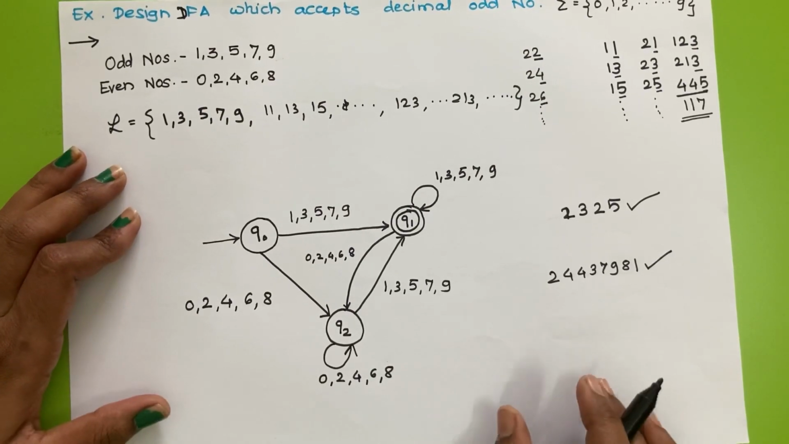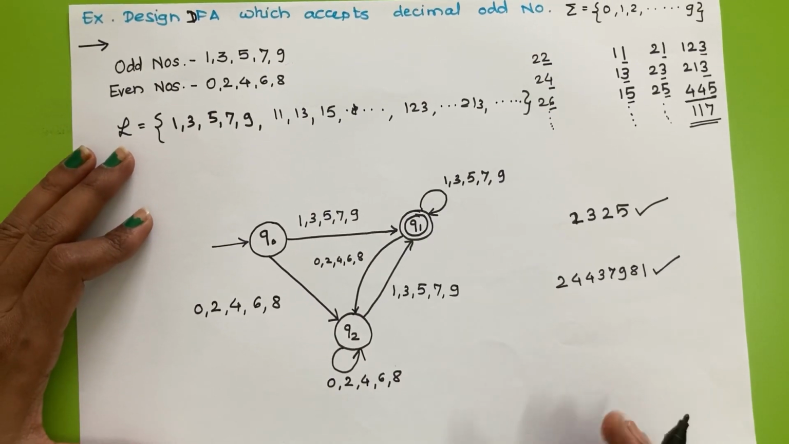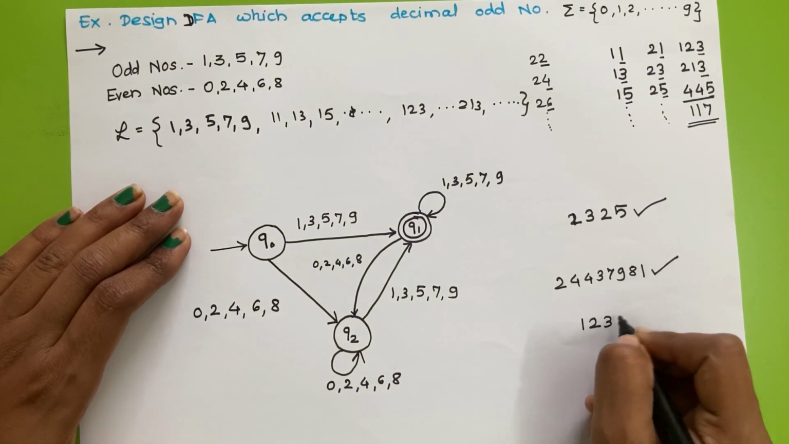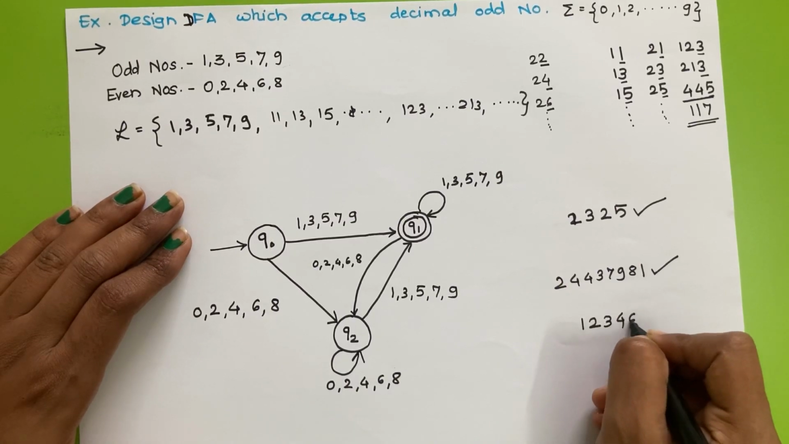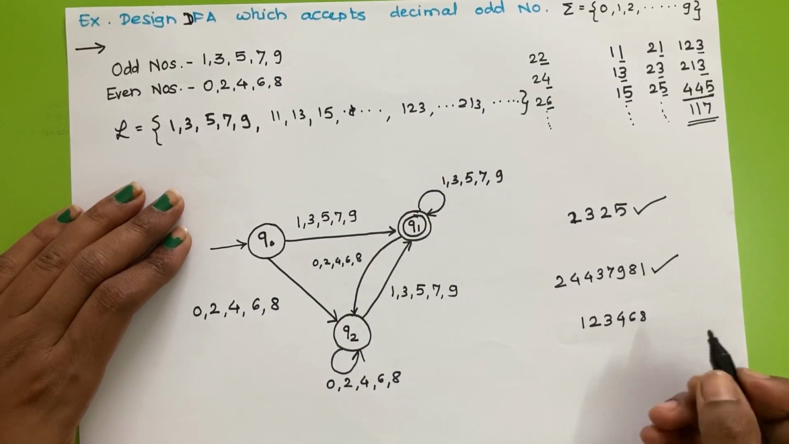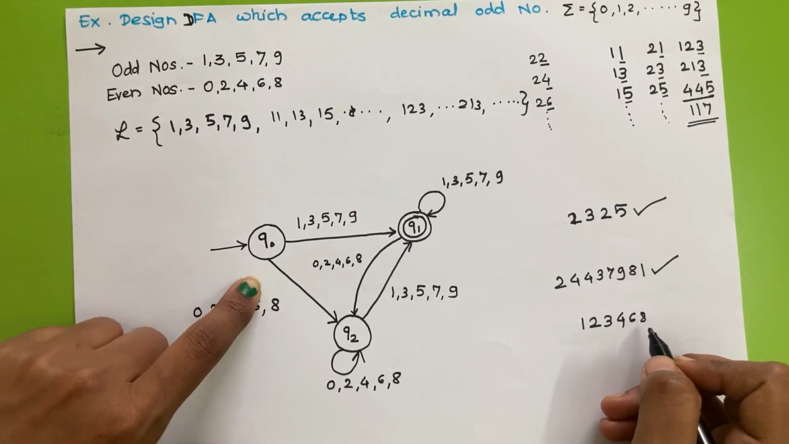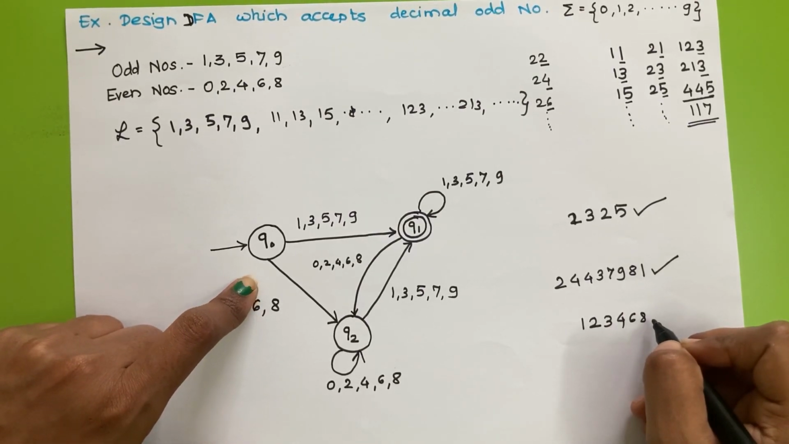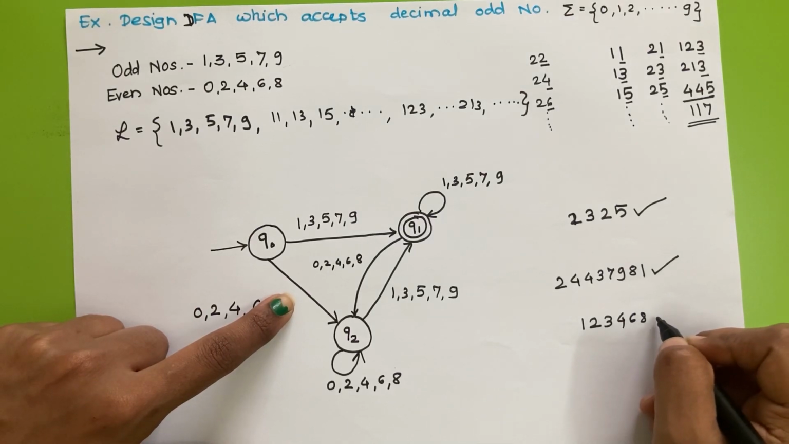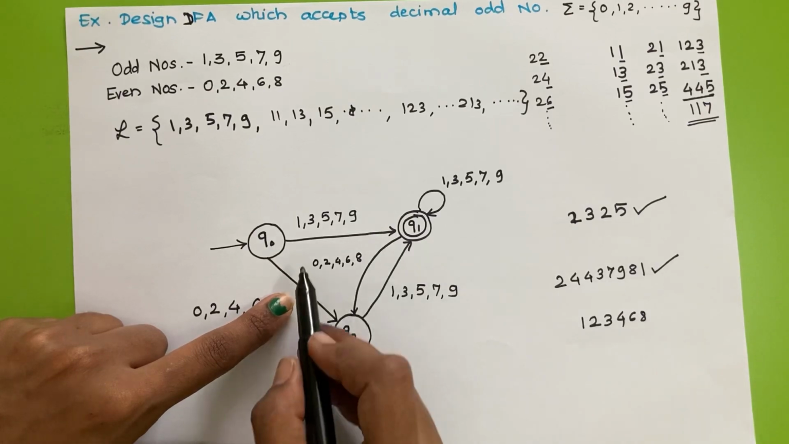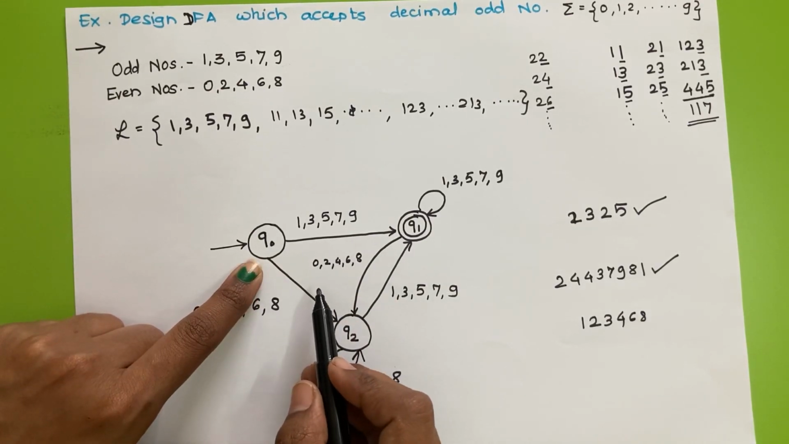Now we'll see if we add only even numbers, for example 1 2 3 4, or 6 8 again. We'll see whether this number is accepted by this finite automata. This number should not be accepted by this finite automata because it is not an odd number. So this must be rejected by this finite automata.